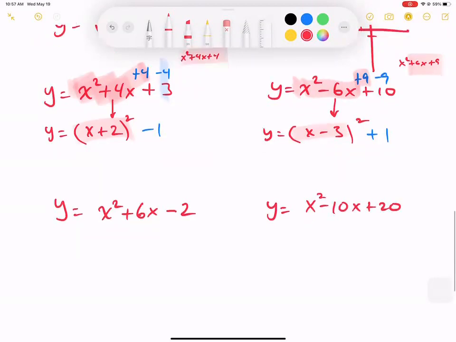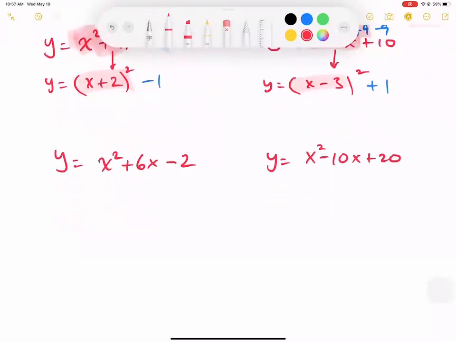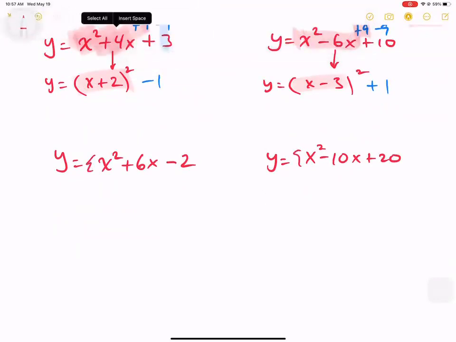Okay, first step: these are level 1 problems. There's no a values in the front. That's just an invisible one. Perfect, easy problem.